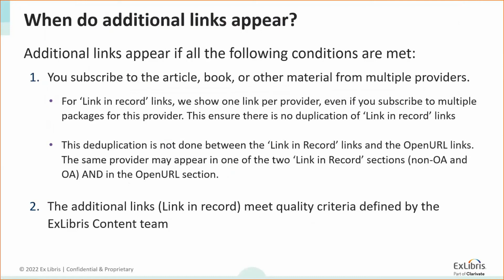So this is the first condition. You have to be able to offer multiple links. You have to subscribe to multiple providers in order for us to show additional links. A second important condition is that we have defined some quality criteria for links, especially for linking record links, and these are determined by the Ex Libris content team. So if the quality criteria are not met, then you will not see the additional linking record. They have to be good quality links, otherwise we will not offer them in the show more section.